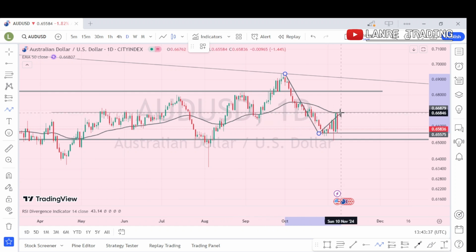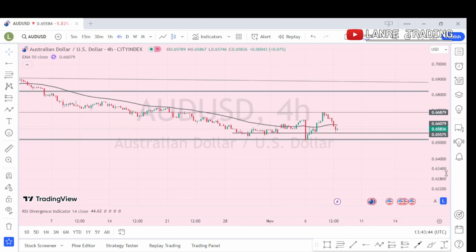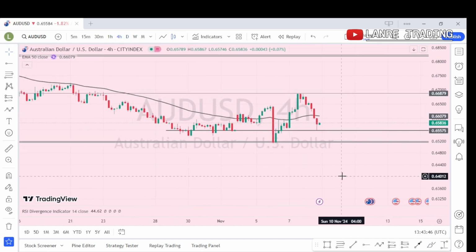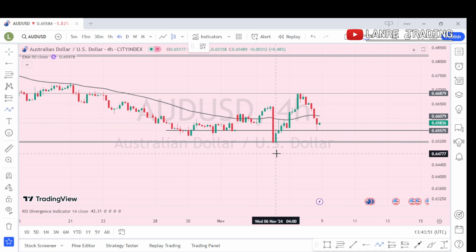Okay, price came back to respect this level, and price tends to pull back here. Let me scale down to the 4-hour time frame so you can basically see what I'm explaining to you guys. On the 4-hour time frame, I would like to make a basic explanation here.